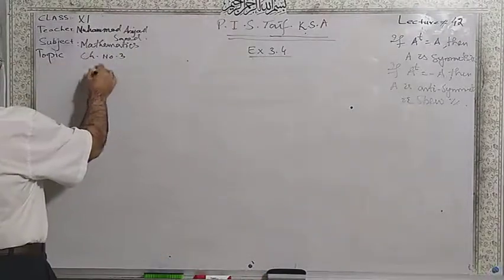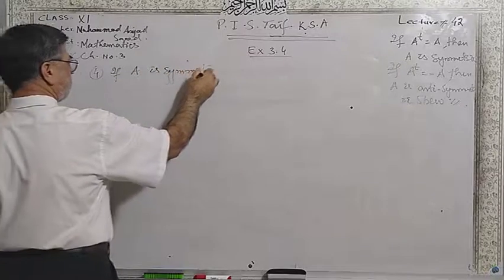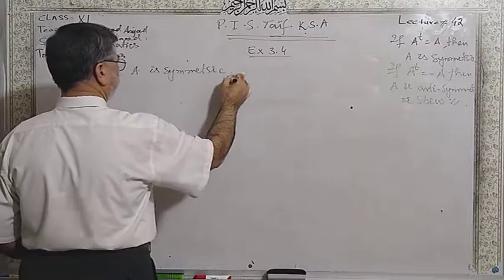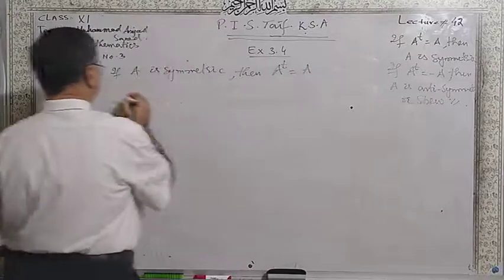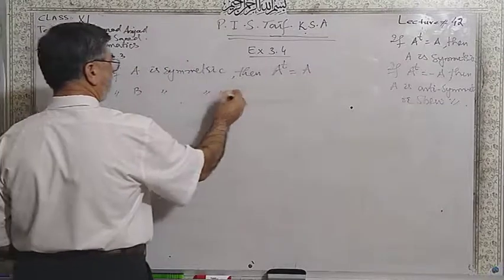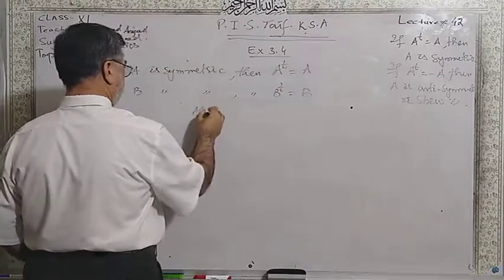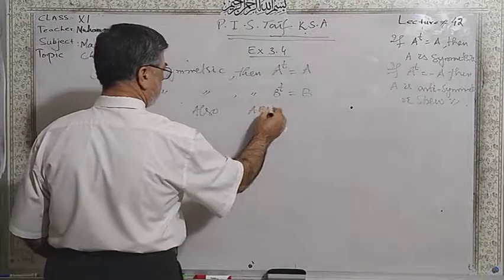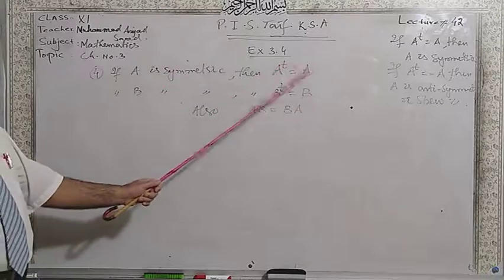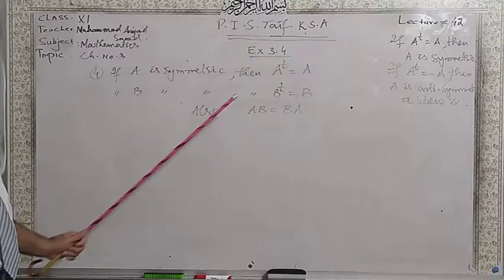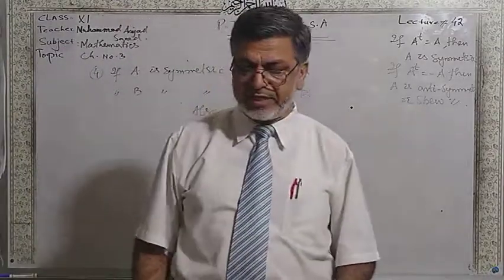Question number 4. If A is symmetric, then A transpose is equal to A. If B is symmetric, then B transpose is equal to B. Also, AB is equal to BA. These are given. If A is symmetric, A transpose is equal to A. B is symmetric, B transpose is equal to B. AB is equal to BA. This is given. We have to prove that AB is symmetric.